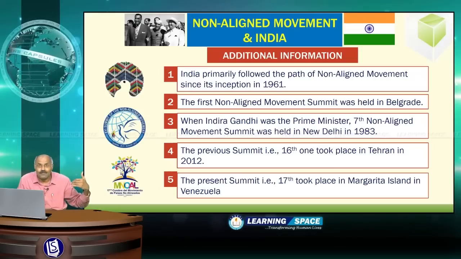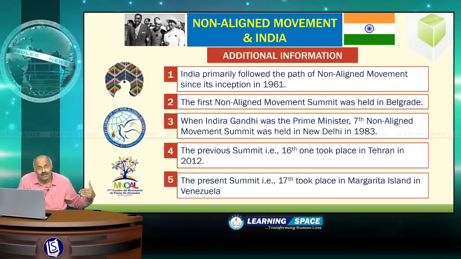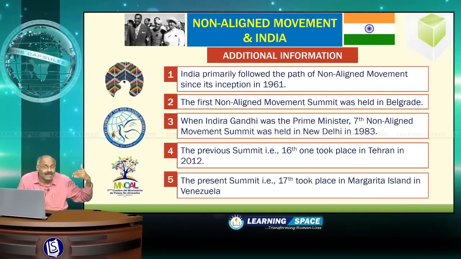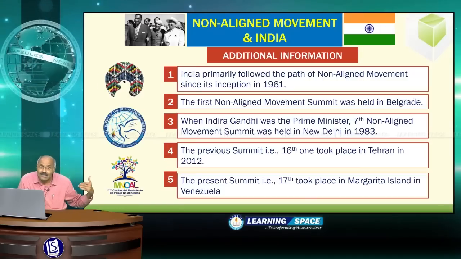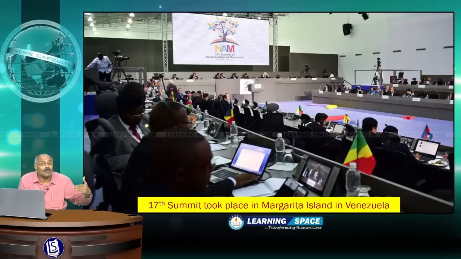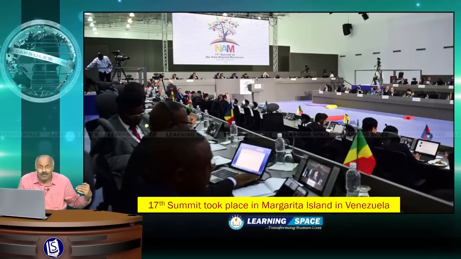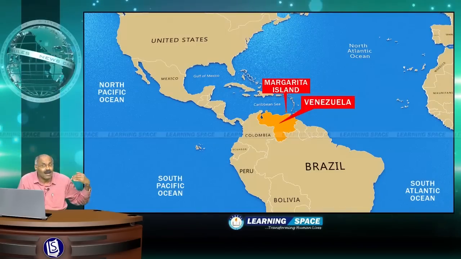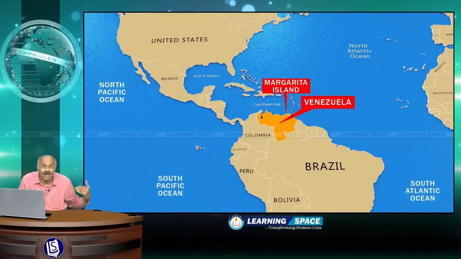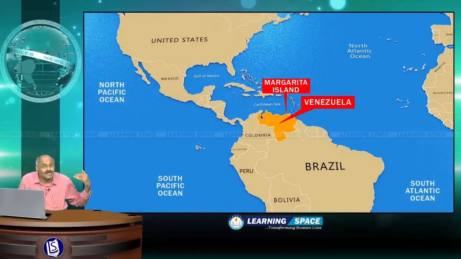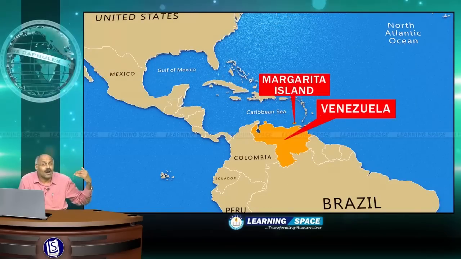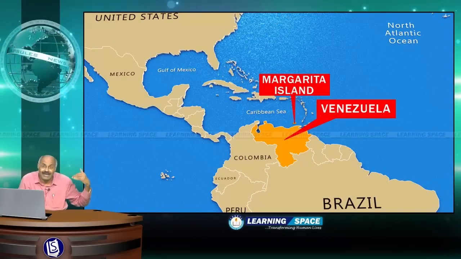Then subsequently, when Indira Gandhi was the Prime Minister, the 7th Non-Aligned Movement Summit was held in New Delhi in the year 1983, and the 16th Summit in 2012 took place in Tehran, and now the 17th Summit took place in Margarita Island in Venezuela. You may ask, where is Margarita Island? Margarita Island is just 40 kilometers away from the mainland of Venezuela, and it is in the Caribbean Sea. Please don't forget. And please look into this slide. This is the location of Margarita Island, close to the Venezuela mainland.